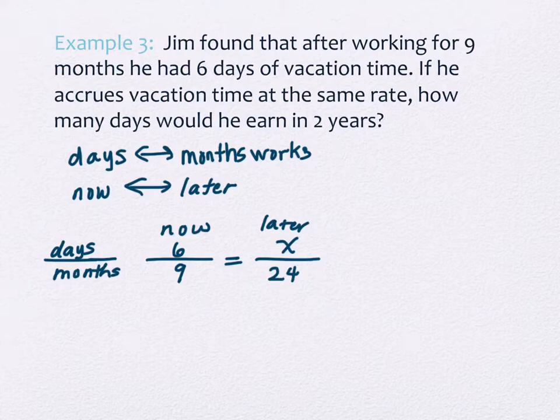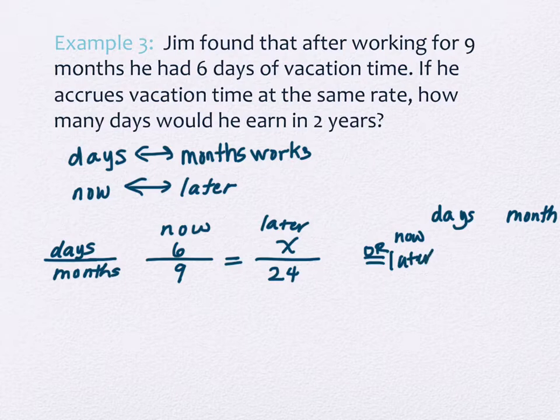Okay? Now let me show you another option of how we could have thought about it. Instead of doing the days on top and the months on bottom, I could have done the days on the left and the months on the right. And then instead of doing now versus later on the left and right, I could have done now on top and later on bottom.